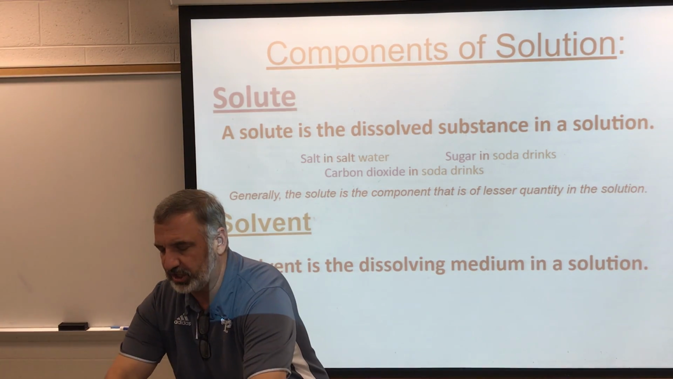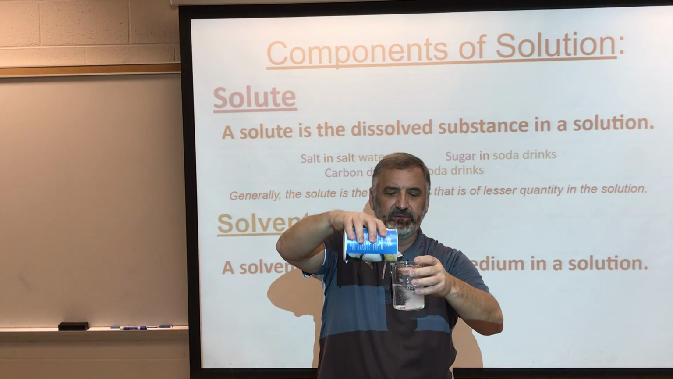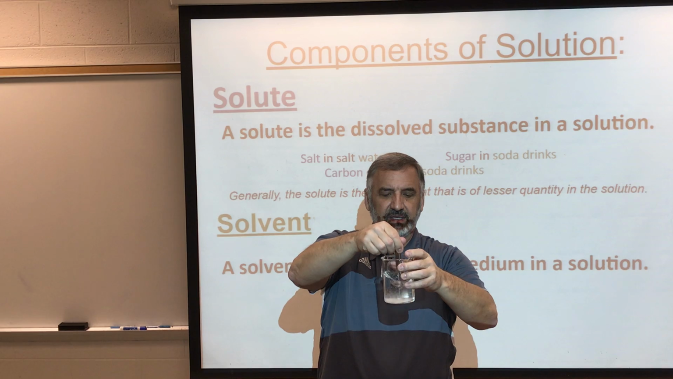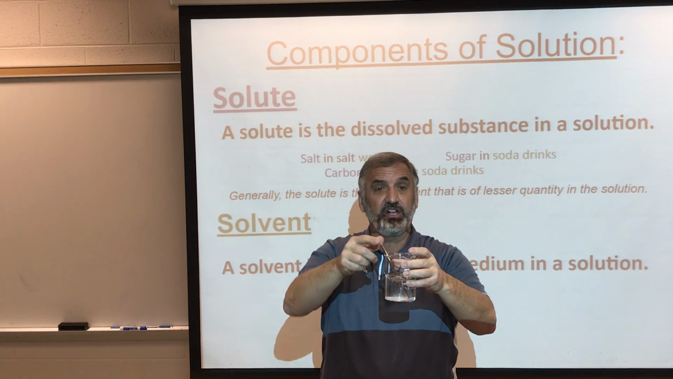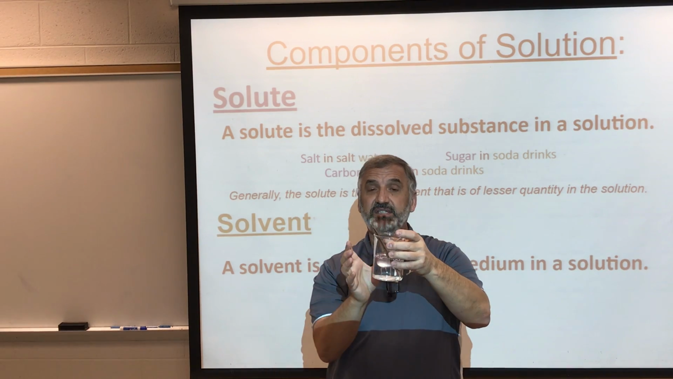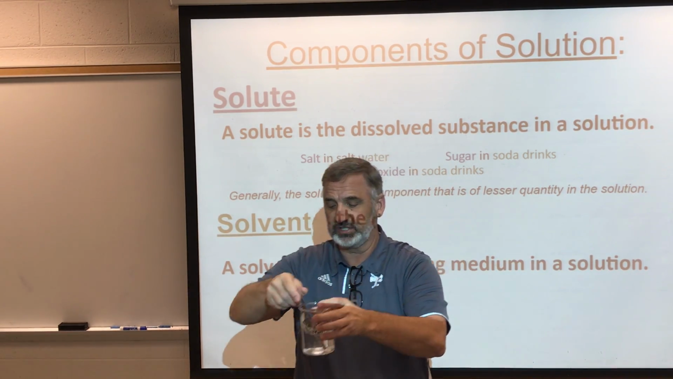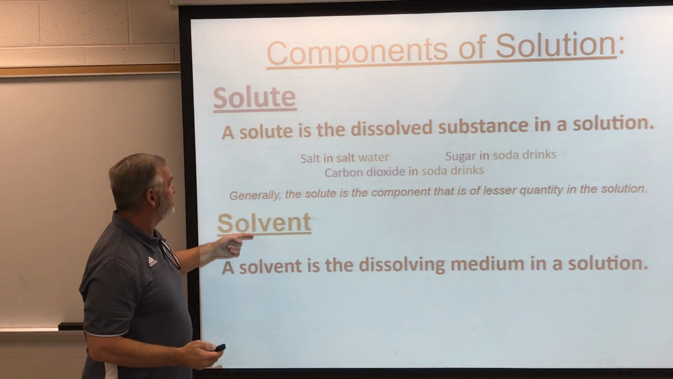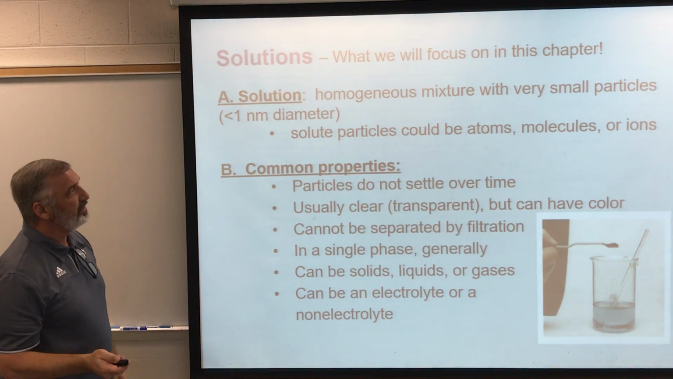Same thing if I took salt and put it into the water and stirred it up. The salt is going to dissolve. The difference is salt is ionic and sugar is covalent. Salt dissolves as ions, sugar dissolves as molecules, but we'll talk about that later in this unit. So the solute is the substance being dissolved, and the solvent is the thing you're dissolving it in. We already talked about this.